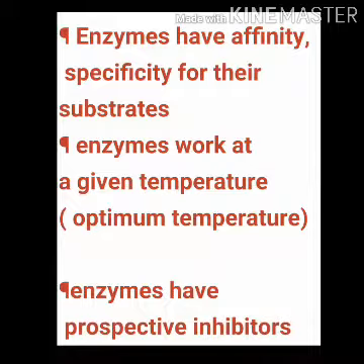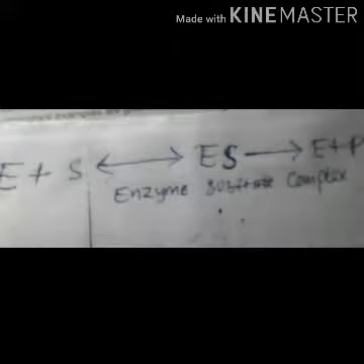Enzymes also work at a given temperature, which is the optimum temperature, and they have prospective inhibitors. With this at the back of our minds, we also know that enzymes combine with substrates to form an enzyme-substrate intermediate, and finally to give off an enzyme product. This is the enzyme-substrate complex, which is the basis for subsequent reactions by enzymes.